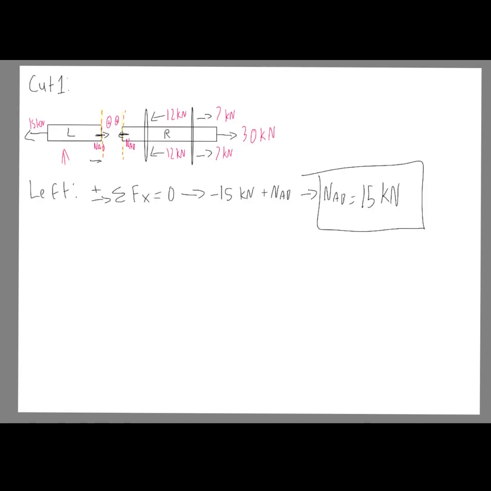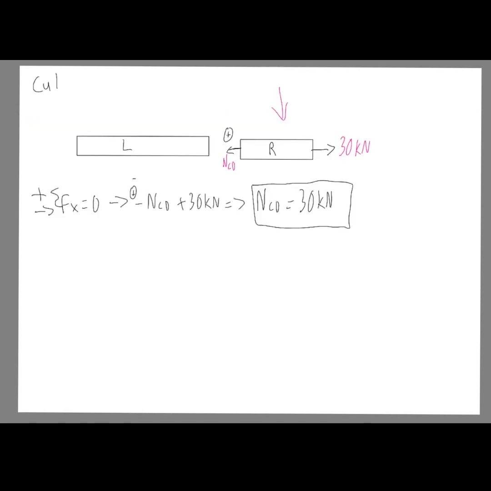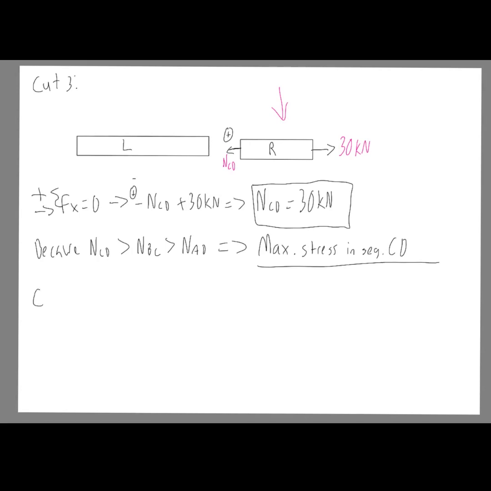When we look, we see that NCD is actually our biggest at cut 3, at 30 kilonewtons. And because NCD is bigger than NBC and then NAB, we need to take our average normal stress maximum at NCD because it's the max stress in the segment CD. All right, let's calculate the max at NCD.